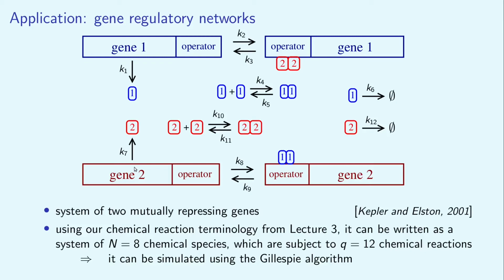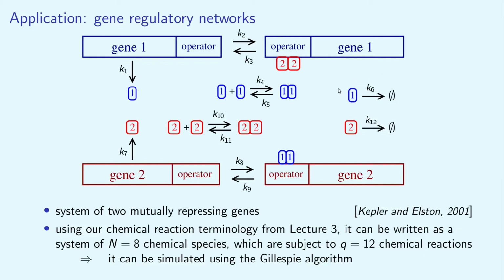If gene 2 is switched on, then it produces the corresponding protein 2, which can also dimerize according to this bimolecular reaction. And the dimer of protein 2 can bind to the operator region of gene 1, where it again acts as a repressor. If the dimer of protein 2 is bound to the operator of gene 1, then it switches off the production of protein 1. In particular, we obtain a system of two mutually repressing genes, which is a common motif in larger models of gene regulatory networks, which can include tens or hundreds of different types of genes and proteins.